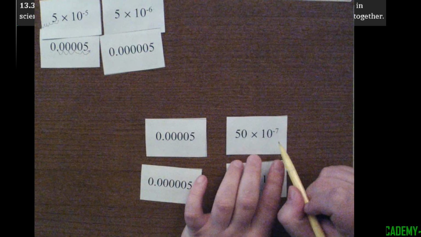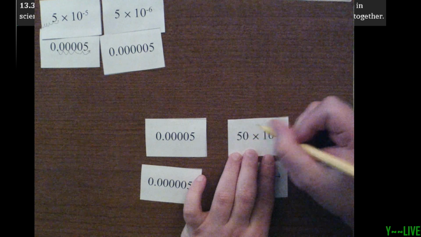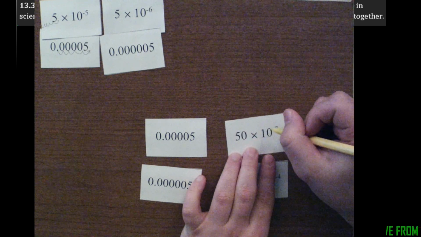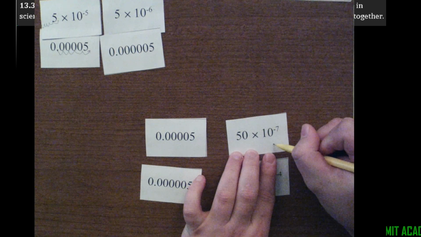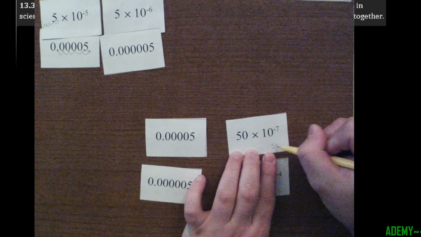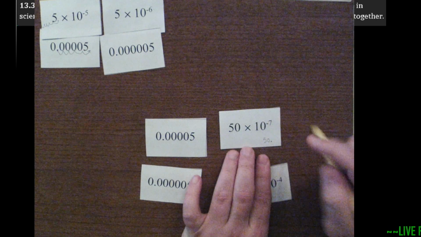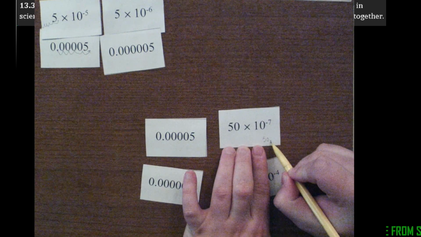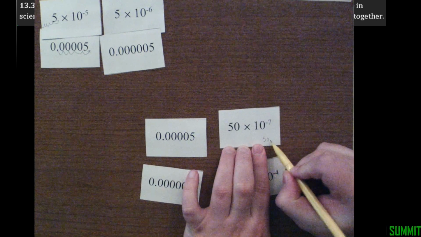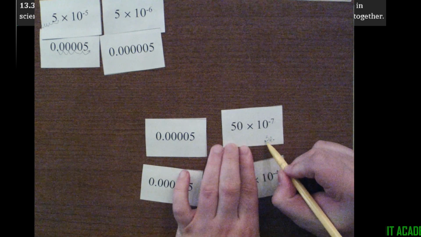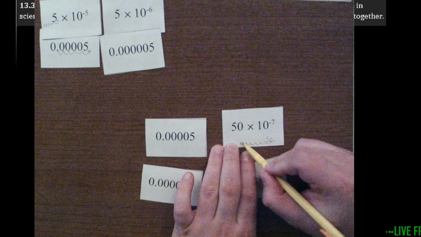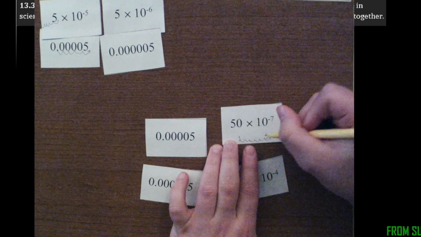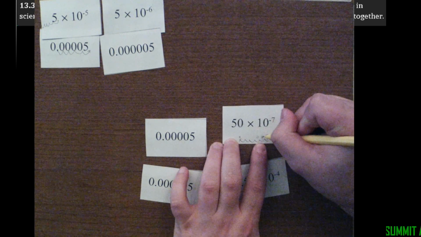Moving on, for this one, I need to make sure if I moved it 7 times to the left. So if I have 5, 0, and my decimal place is here, what I can do is I can move it 7 times to the left. So I count 1, 2, 3, 4, 5, 6, 7. Place them in decimal place and fill in zeros everywhere else.